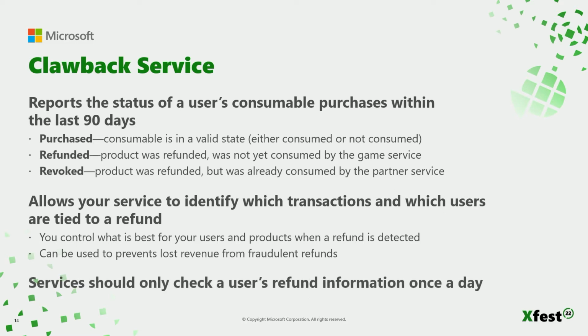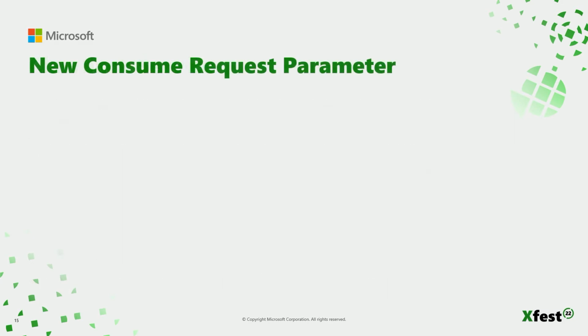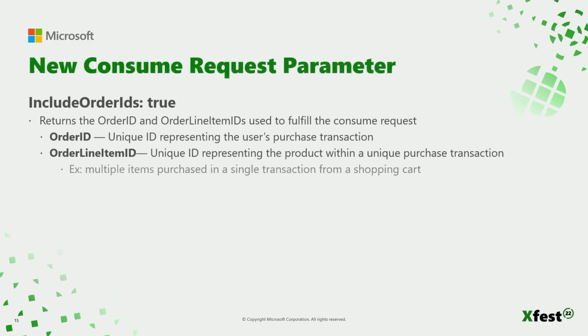General guidance is to call the clawback service once a day for each of the users within your system. It is not meant to be pulled continuously for each user throughout the day. To help identify exactly which user a refunded consume transaction is linked to, a new parameter was added to the Consume API. Adding include order IDs as a true value to the request body will return the order and order line item IDs used to fulfill the consume request.